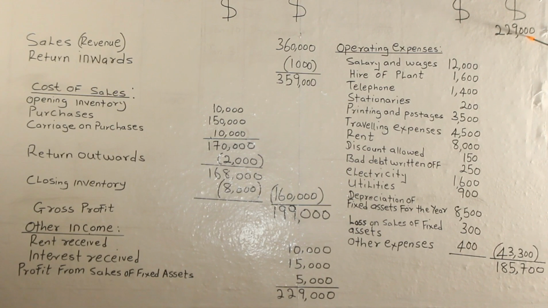All these expenses, we extend it here to be in the same line with 229,000, which we got after adding other income to the gross profit. Now, 229,000 minus 43,300 gives us 185,700. Assuming Victory Enterprises pays tax, that means taxation expenses are involved.